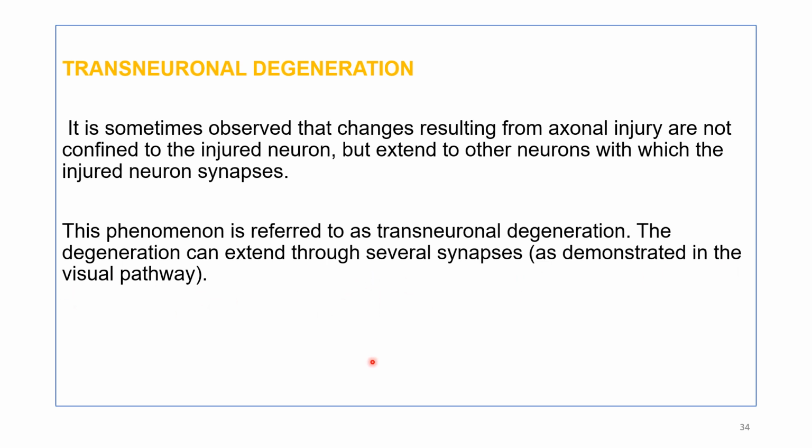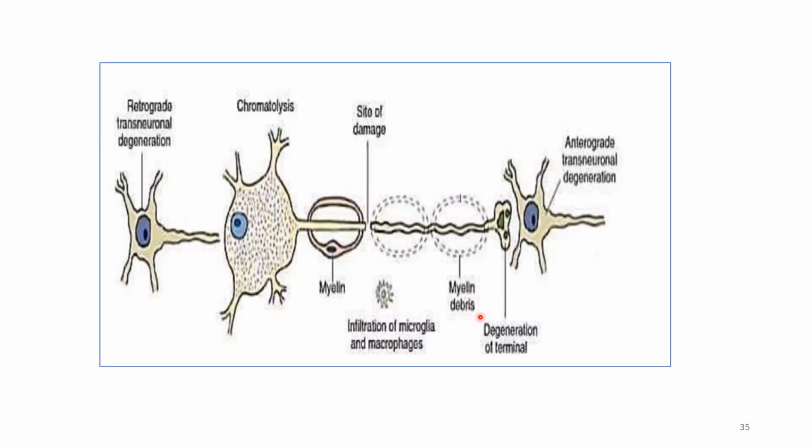So not only that particular neuron, but all the neurons which are synapsing with that neuron will also undergo degeneration. That is called transneuronal degeneration, which is demonstrated in the visual pathway. So see, this is the site of damage, it got degenerated. And this neuron is also degenerated, and it is also classified into anterograde transneuronal degeneration and retrograde transneuronal degeneration.